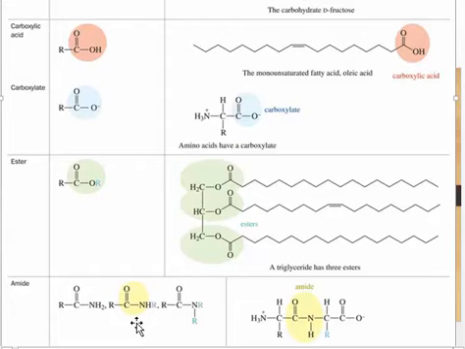An amide group is a carbonyl carbon that is bonded to a nitrogen. In biology, they call these peptide bonds, and this linkage is how amino acids bond together to form peptides and proteins.